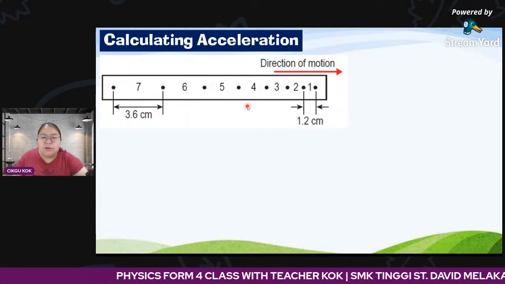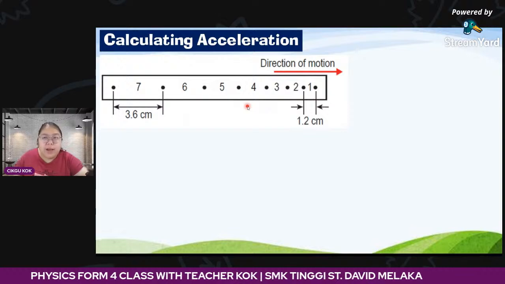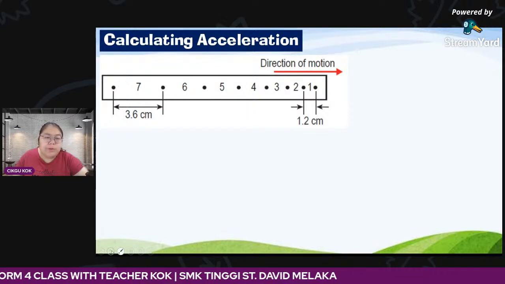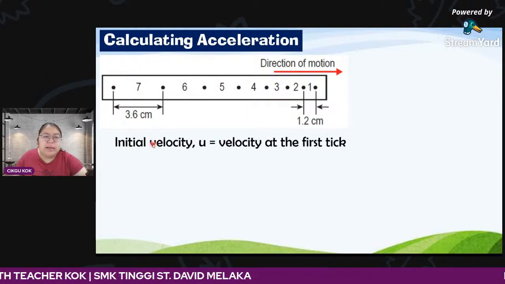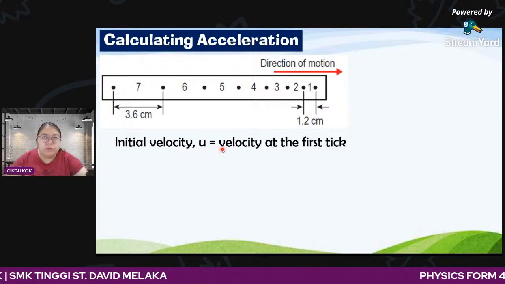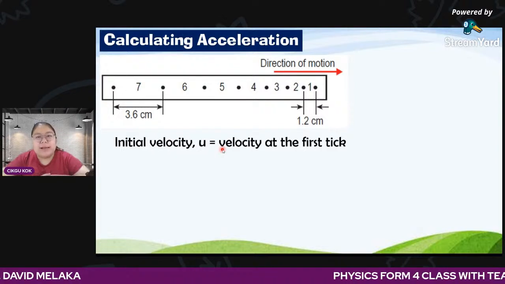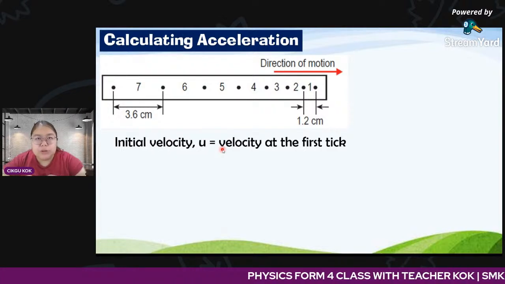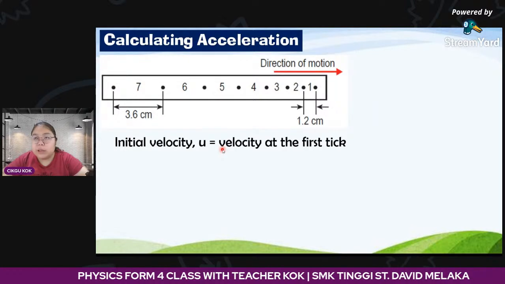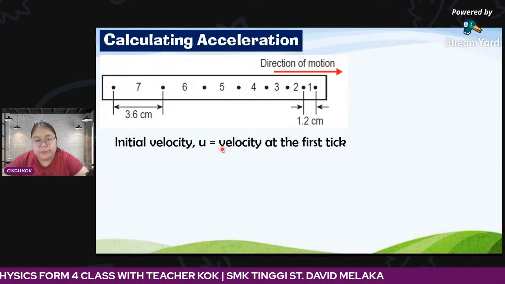Okay, the center you no need to see already because you need to find acceleration. So from here we write the info. Initial velocity. We need to find one by one because your acceleration is v minus u. You need to find the initial, you need to find the final. So anybody can type for me. Initial velocity is how many?